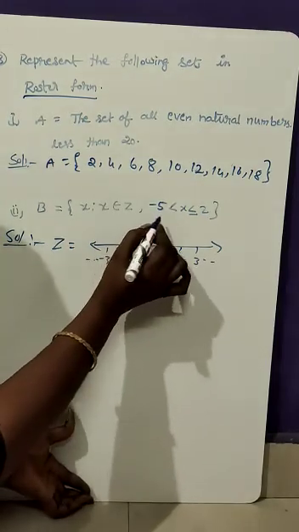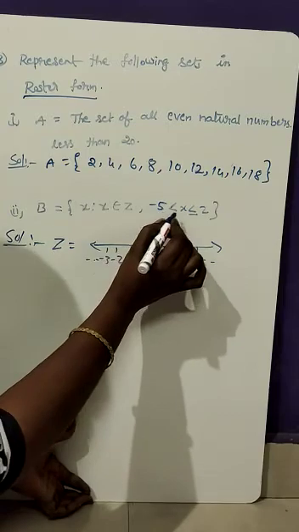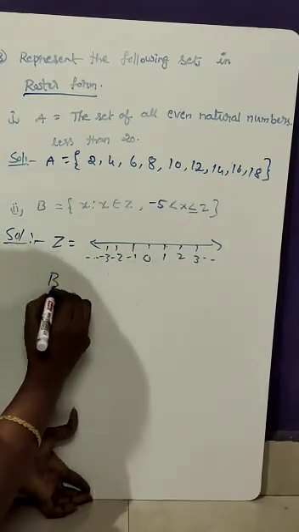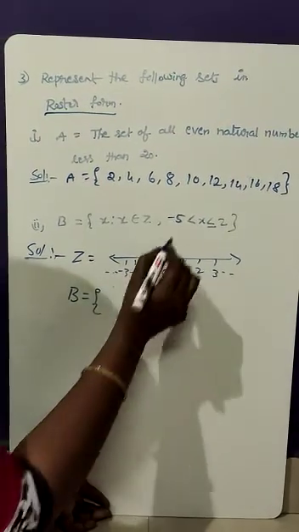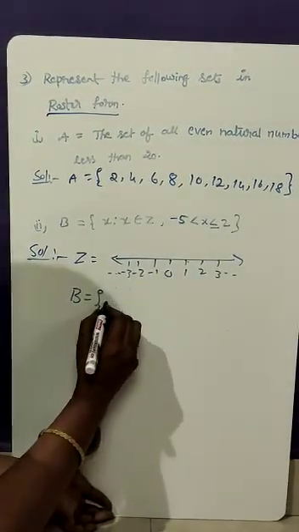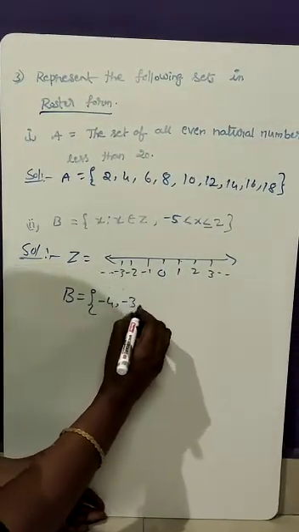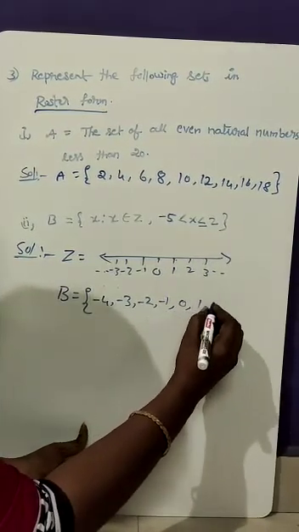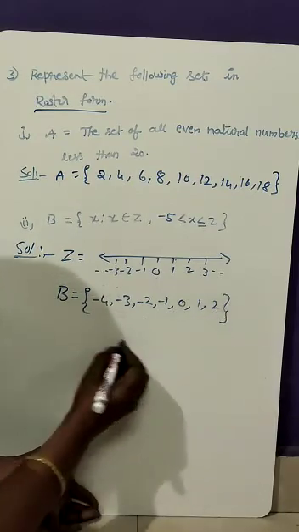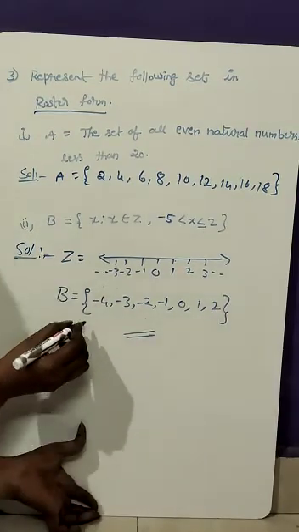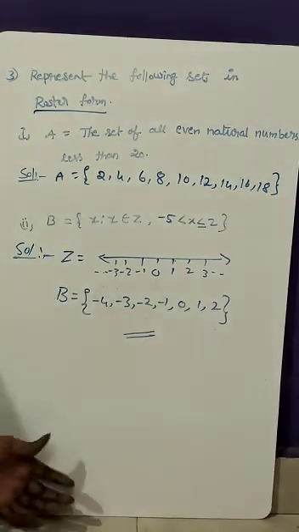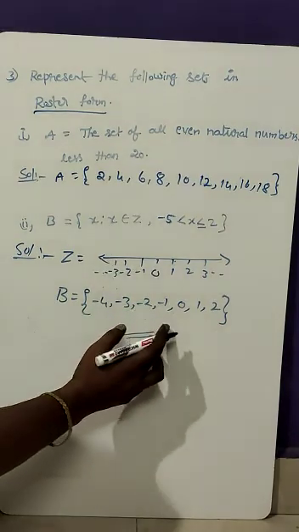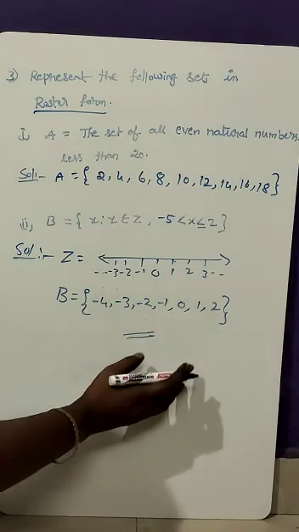They are giving the limitation of numbers, that is minus 5 is less than x less than or equal to 2. So B is equal to minus 4, comma, minus 3, comma, minus 2, comma, minus 1, 0, 1 and 2. So that is the roster form of the answer.